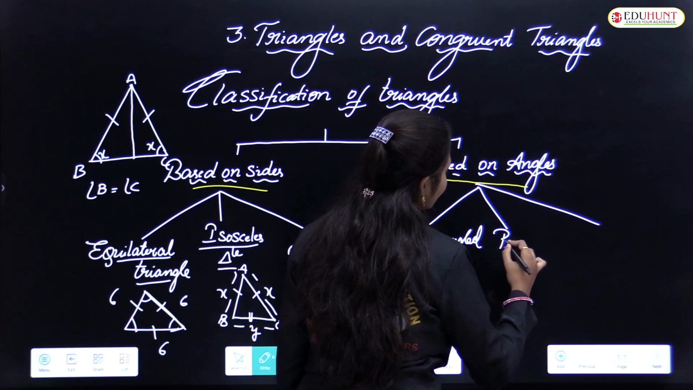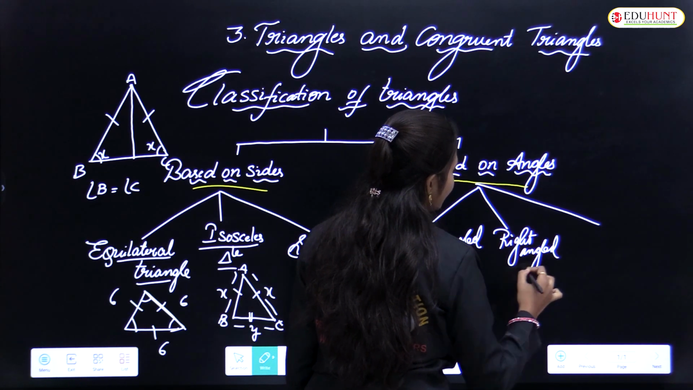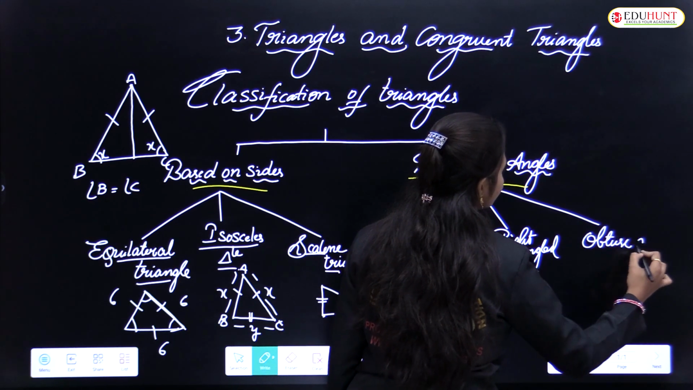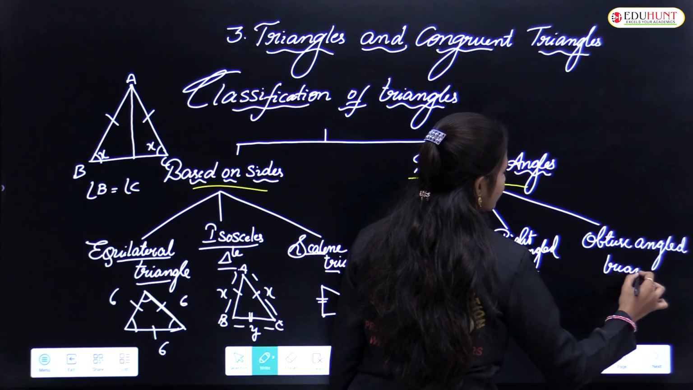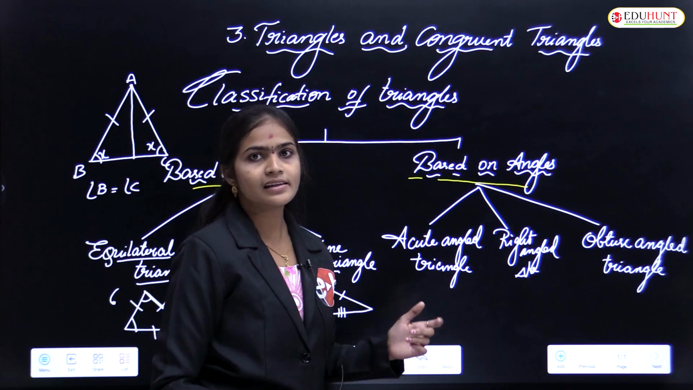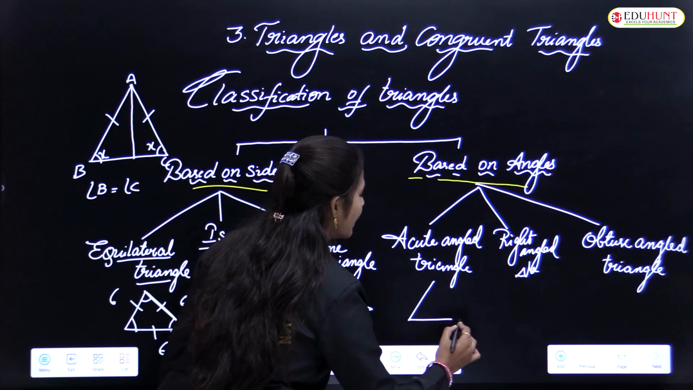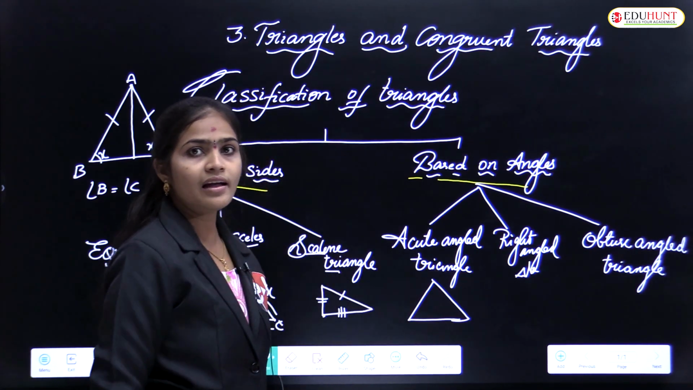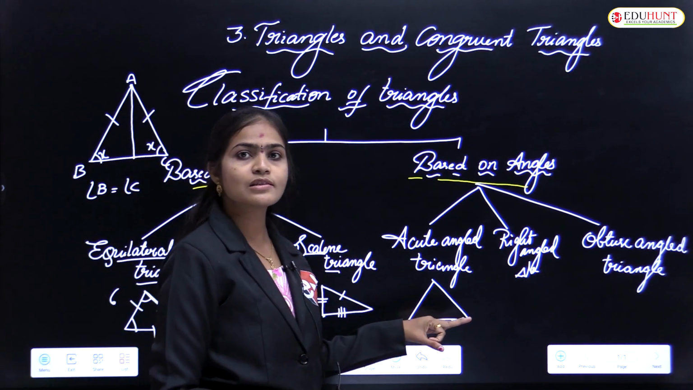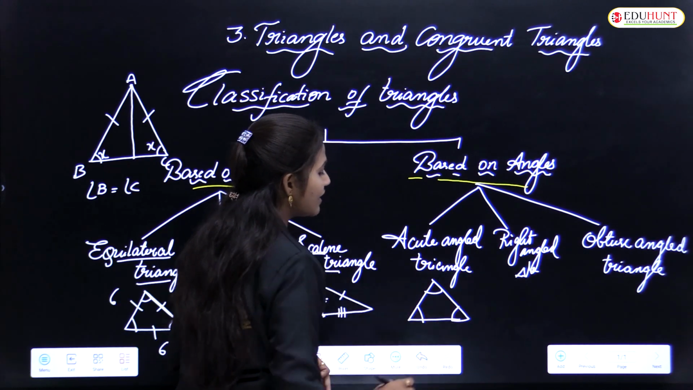Right angled triangle. And here obtuse angled triangle. So acute angled triangle, as the name says, all the angles of the triangle are acute angles. All the angles. How many angles are there in a triangle? Yes, three angles. So if all three angles are acute angles in a triangle, then we call it an acute angled triangle.